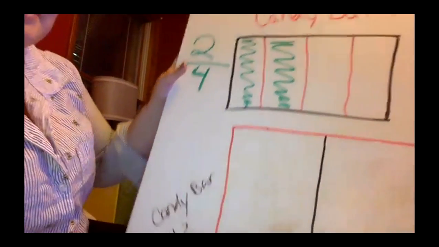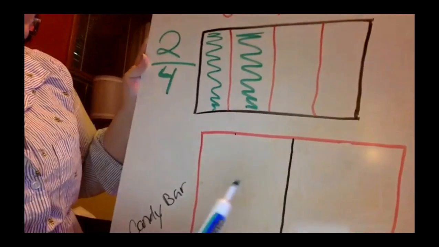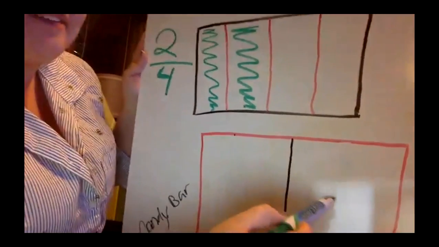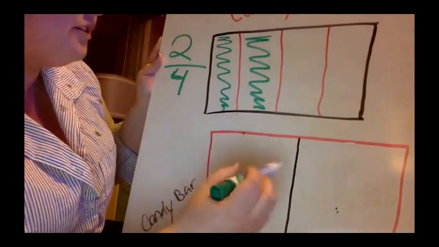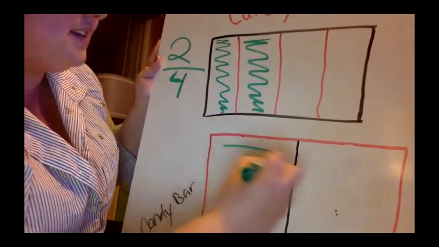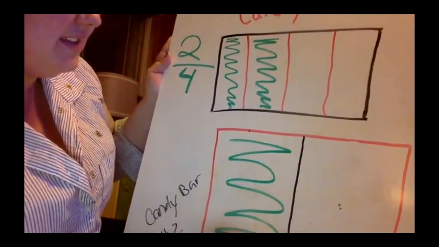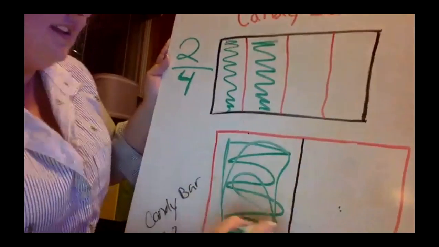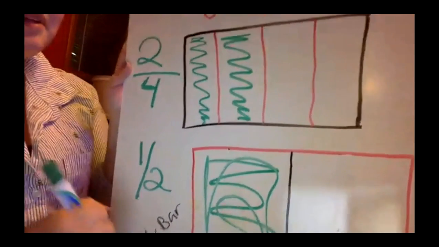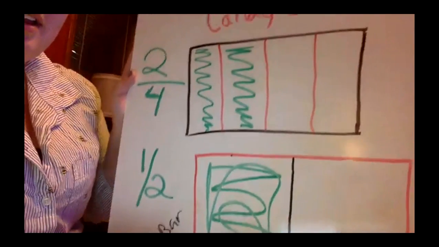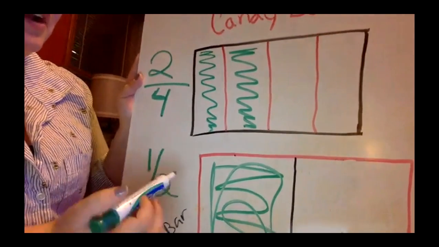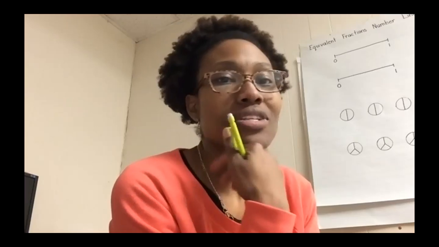And then you have this huge candy bar right here. You broke it in half. But you decide you're going to save this piece for later, and you and your friend are going to share this piece. What's the fraction of this figure? 1/2. All right. Do they look the same? They don't? Why not? One's bigger.